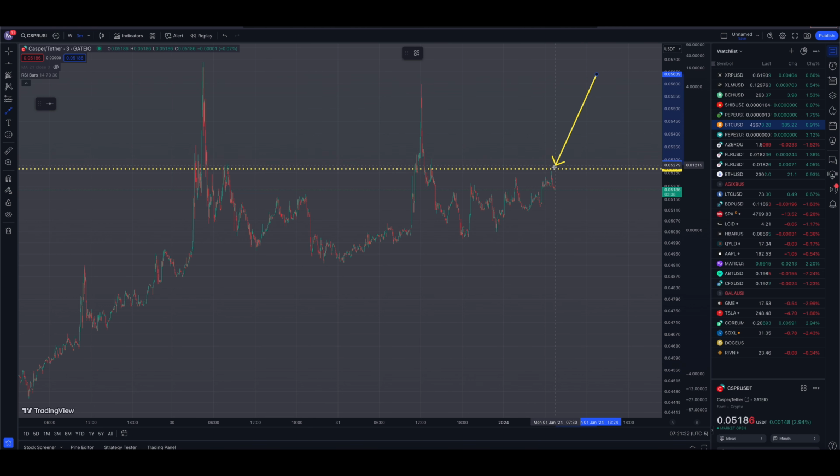So you can see how we're acting perfectly here right at this 5265. So look for a break back above the 5265 and a close. Once we get a close above that, then we'll continue to move up to our next target.